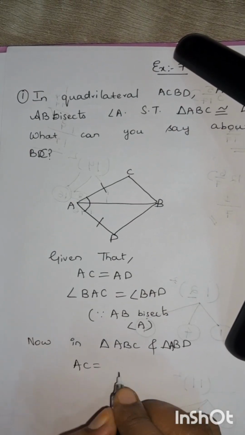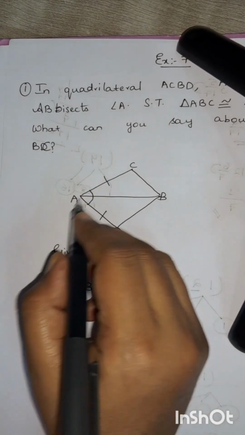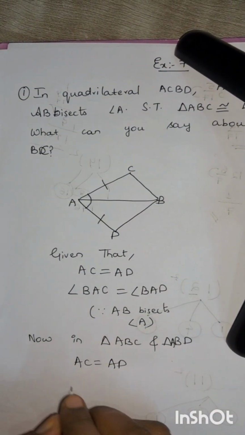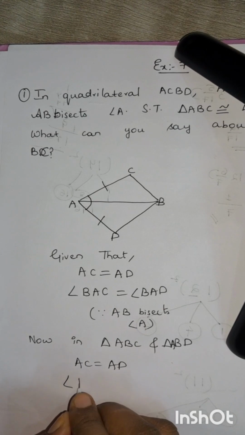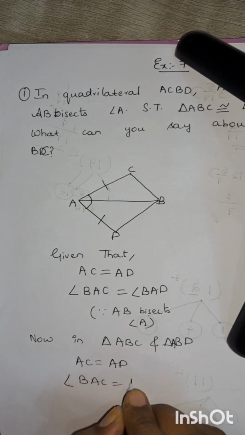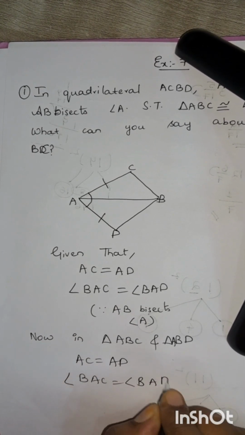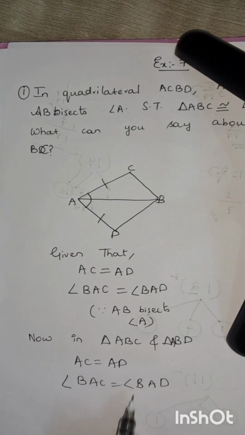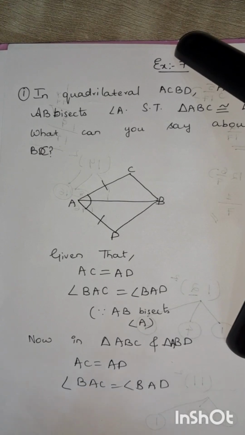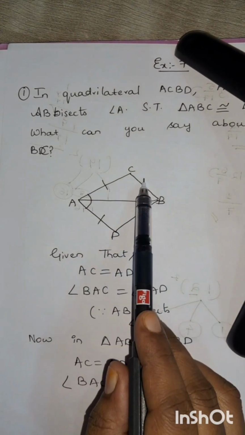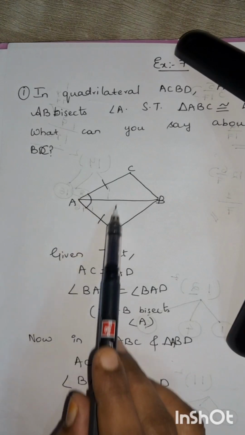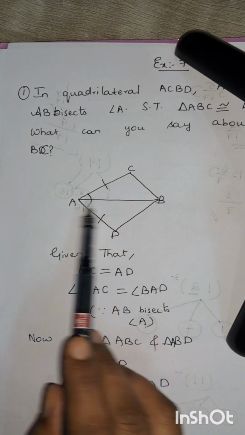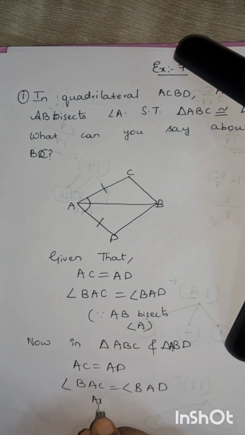AC is equal to AD, since it is already given that. Next, angle BAC, you can see in the figure, angle BAC is equal to angle BAD, because A is the common angle. And what is the common side for both the triangles? It is nothing but AB, right? So AB is the common side to both the triangles ACB and ADB. So AB is equal to AB, which is the common side.